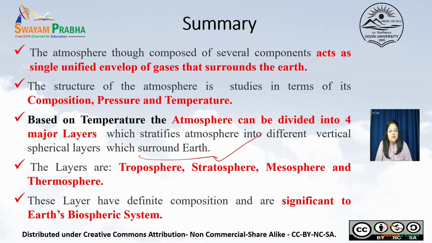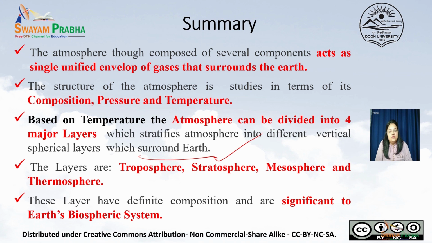The third important layer is the mesosphere. The boundary between the stratosphere and mesosphere is called the stratopause. Here in the mesosphere, the temperature again decreases with increasing height, so much so that at the outer limits of the mesosphere, it reaches minus 80 degrees Celsius. So the upper limit of the mesosphere is the coldest layer in all four layers of the atmosphere.